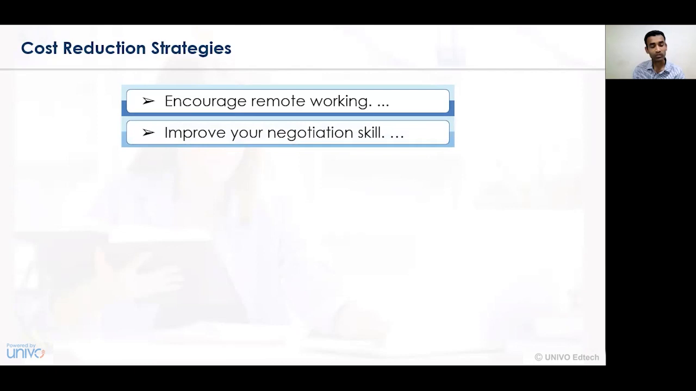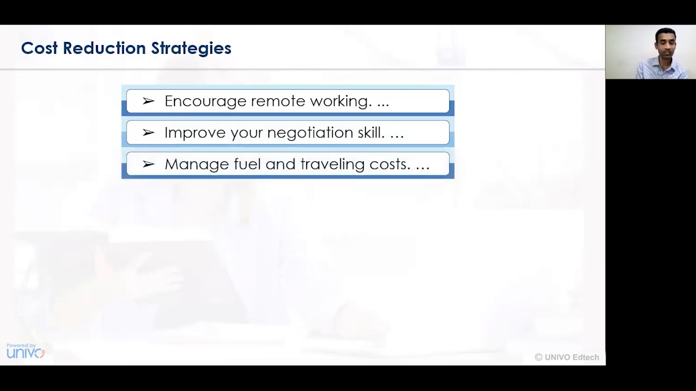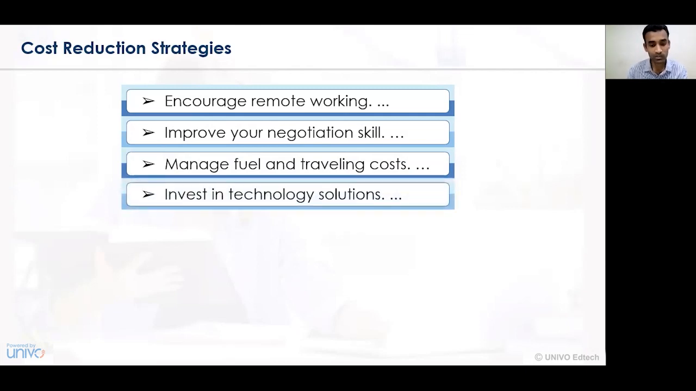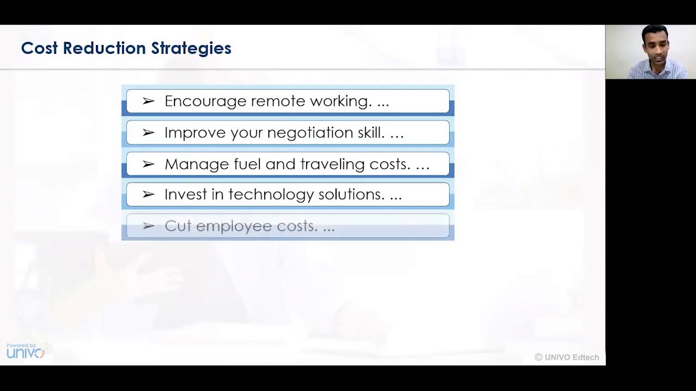Number two is improving your negotiation skills. That is, how do we negotiate the product in a better way? Number three, managing the fuel and traveling costs. So control on traveling cost or the transportation cost is essentially necessary. Number four, investing in technology solutions. So we must have good technology solutions which will save the time of the organization, and materials and inventory. Number five, cutting the employee cost.